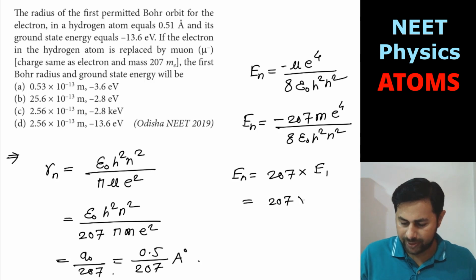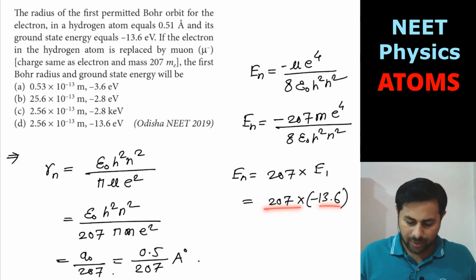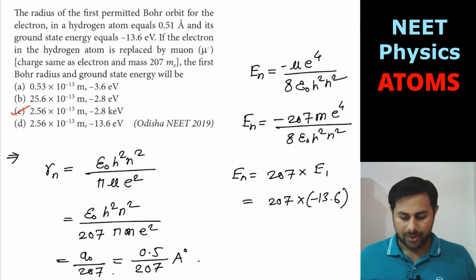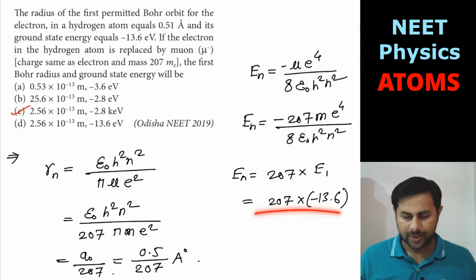207 times, this is minus 13.6 electron volts. So then this thing will be equal to what? It will be about 2000 electron volts. Okay, so this thing, option C, is correct. Right? This is clear, everyone?